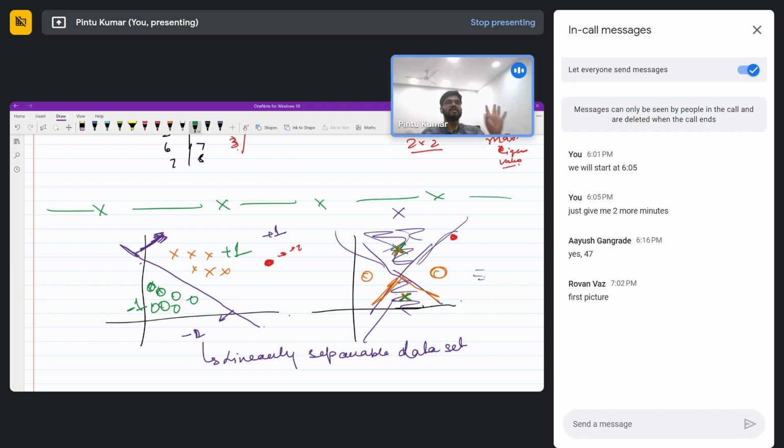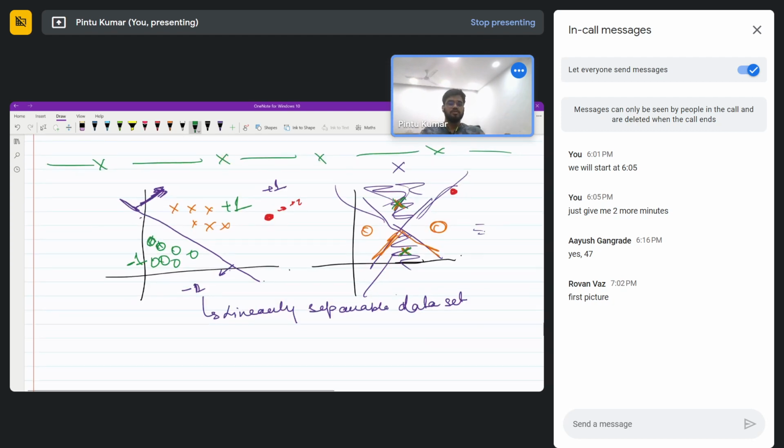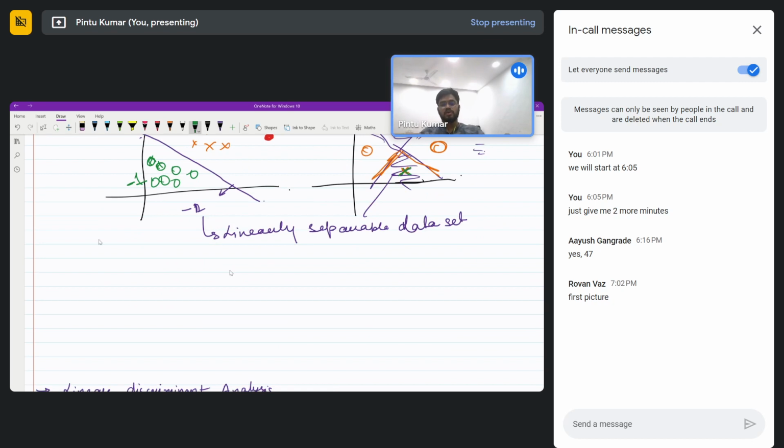In practice, you won't get linearly separable data. There are many methods to solve that, and whatever you are saying, that can also be used. But what I'm saying right now is that if it is linearly separable, then my life becomes very easy. Okay, is that much point clear right now? Yes, sir. Okay, so what is linearly separable?